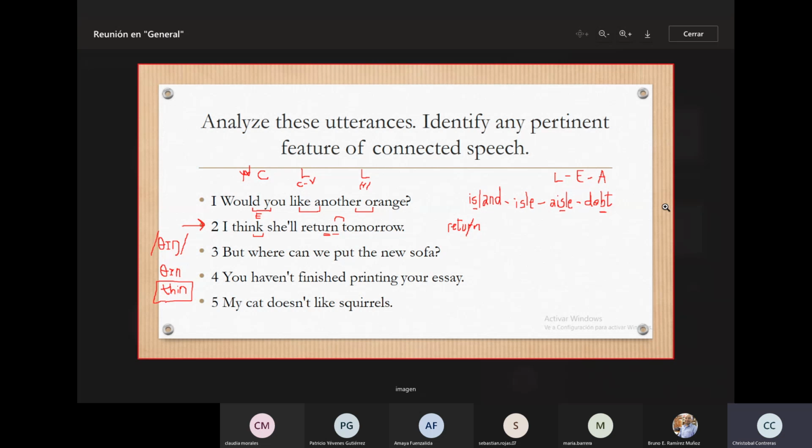Annihilation of t. Yes, I like that you immediately recognize that one. Excellent. What about in, yes?